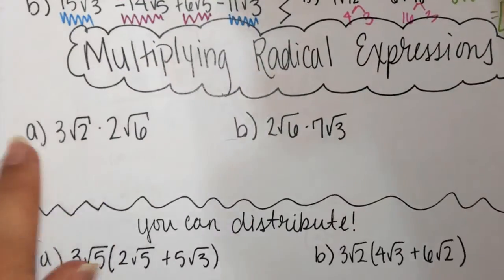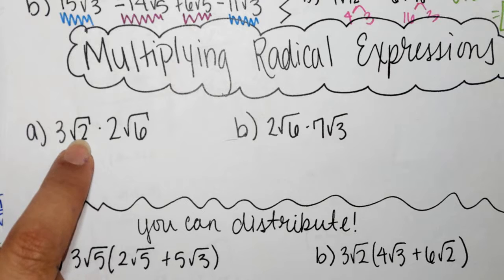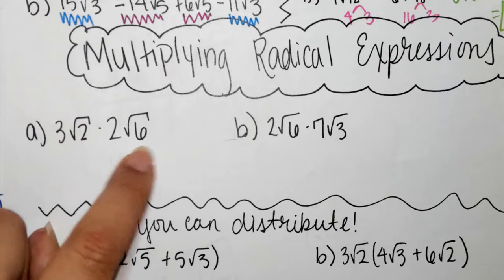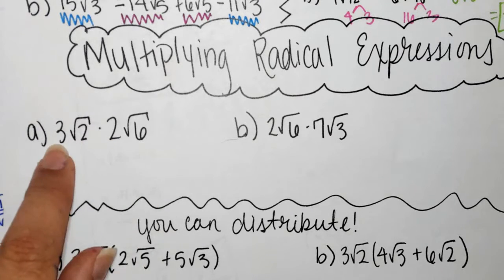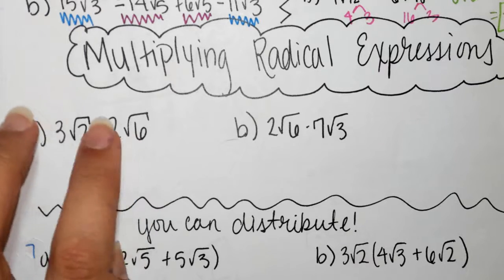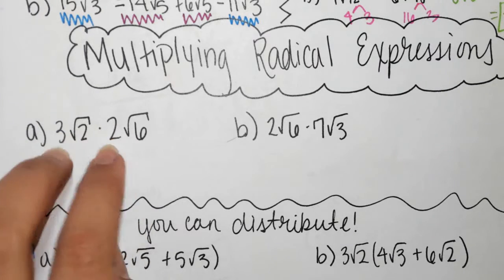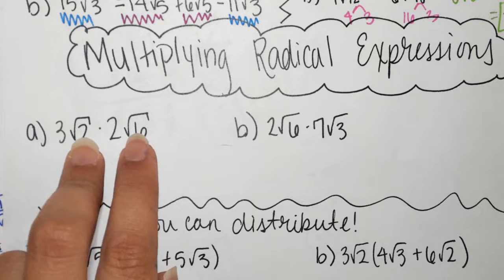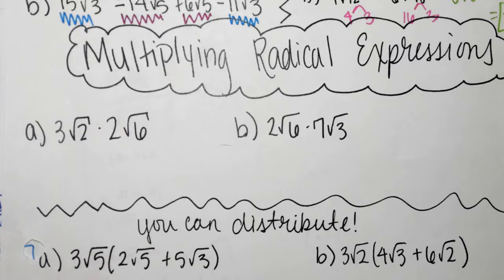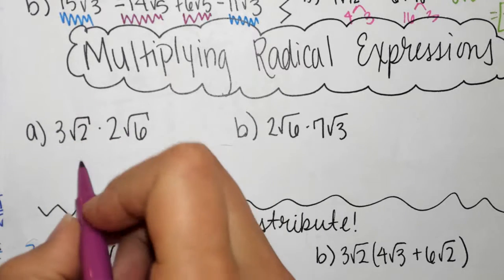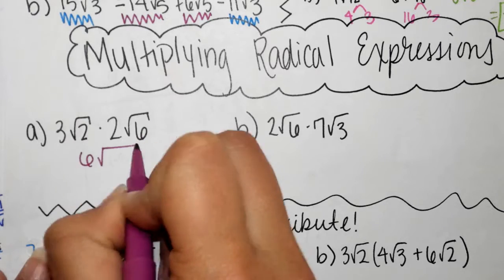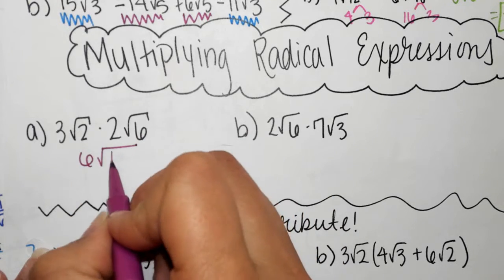Can you multiply this 3 and this 2 inside the radical together? Can you multiply the 2 and the 6 together? Can you multiply the 3 and the 6 together? But can you multiply what's on the outside? And can you multiply what's on the inside? Magic! So you have 3 times 2 is? 6. Root 2 times root 6 is?